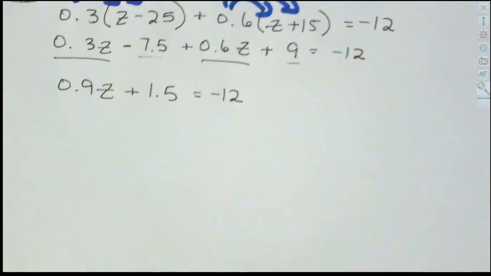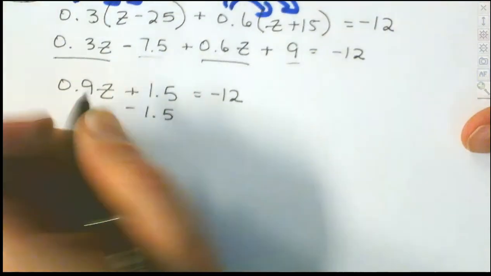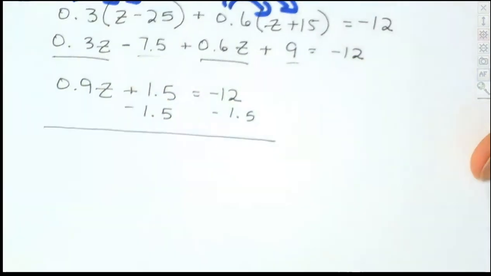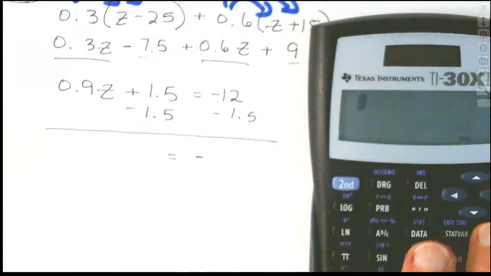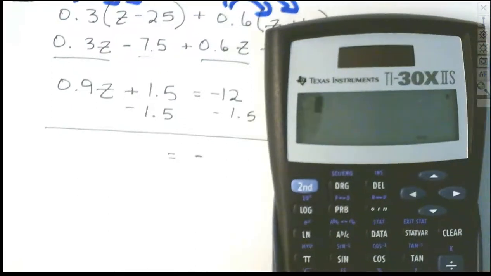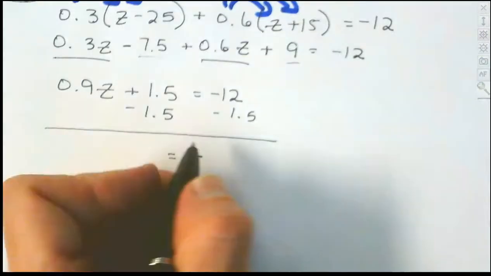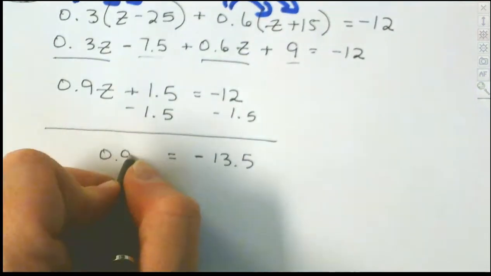We're going to go ahead and finish this out by moving things over. Just be careful with these decimals. So we're going to move that 1.5 over. Always be very, very careful with the decimals. We know these are negative, so my sign stays negative here. And what do we have? We have a 12 and a 1.5. Those go together to make it a 13.5. And that equals a 0.9z.